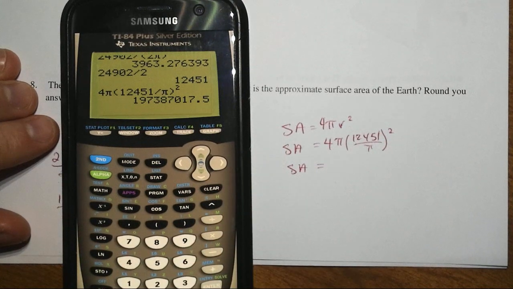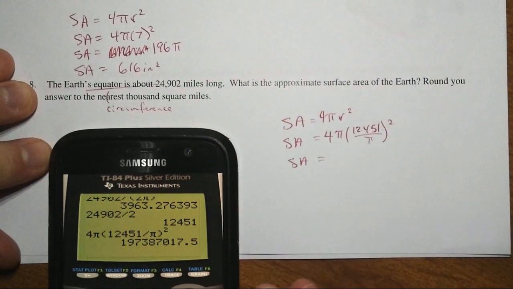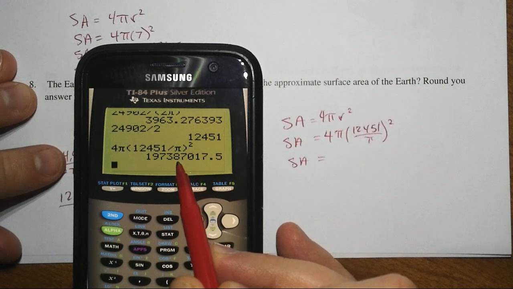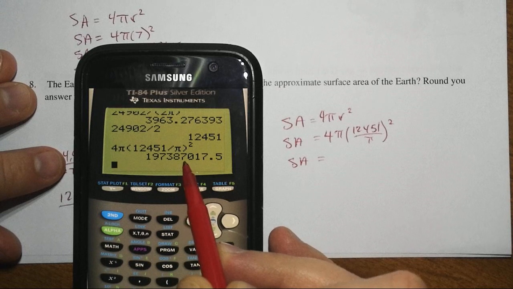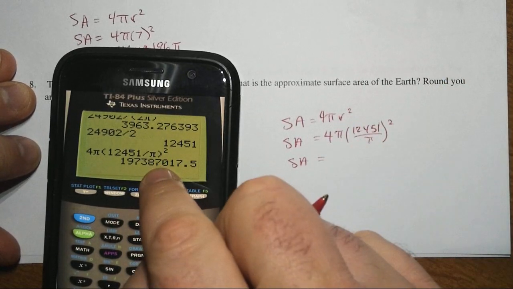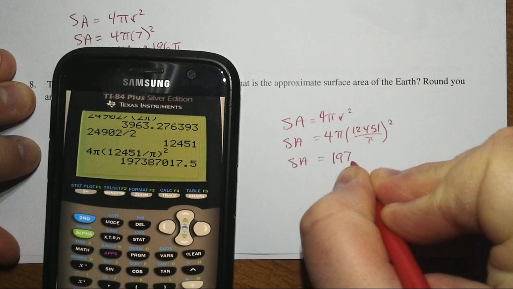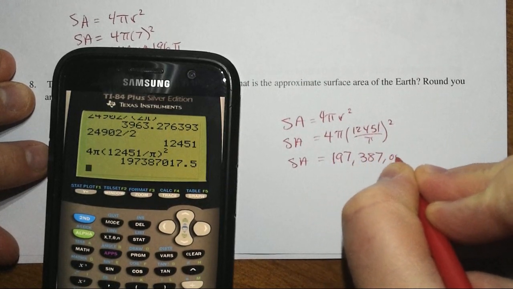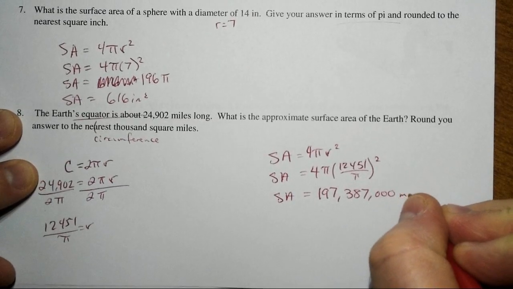Now this says to the nearest 1,000 miles, not thousandths. So when it says 1,000, that's actually talking about the thousands place right here, right? Ones, tens, hundreds, thousands. So if I'm rounding to this, it's closest to 7,000 because it's 7,017. So this would be 197,387,000. That would be the nearest 1,000, okay? And that's square miles. So mi squared.